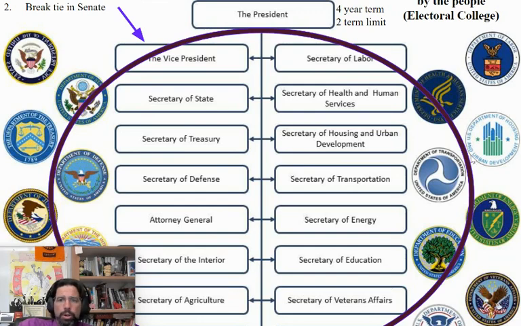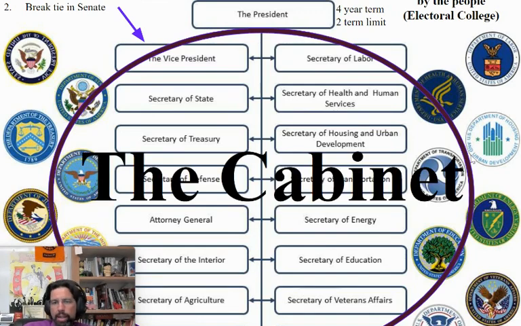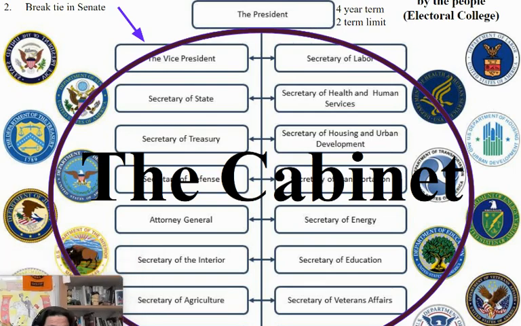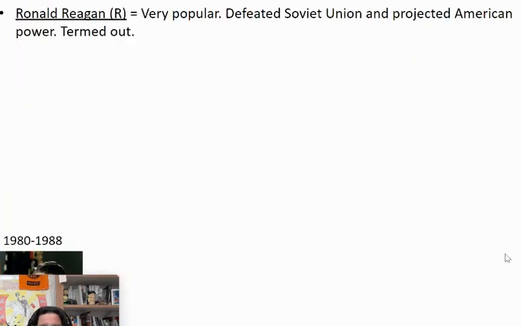All these people are known together as the cabinet. The cabinet are all of the formal, very close advisors of the president. It works the same way in a parliamentary system, where cabinets also exist, except they work for the chief executive there, which is the prime minister.